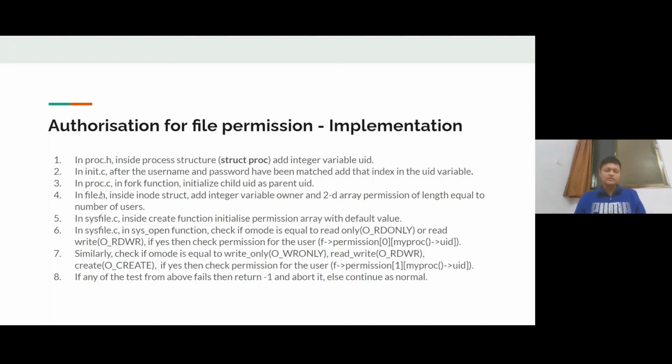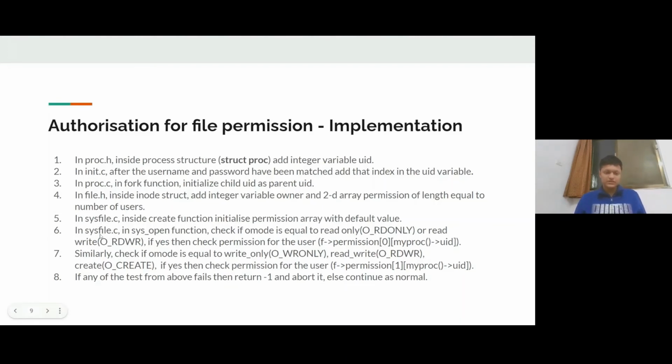And now in file.h, inside the inode structure, add an integer variable owner and a 2D array permission of length equal to the total number of users. This owner variable will store the owner of the file, and this 2D array will hold the permissions. The first row will hold the read permission and the second row will hold the write permission of all the users. In sysfile.c, inside the create function, initialize the permission array with default values. We have taken the default values as giving access to everyone, that is, store 1 in all the rows and columns of the permission array.